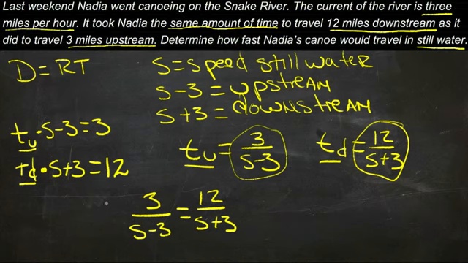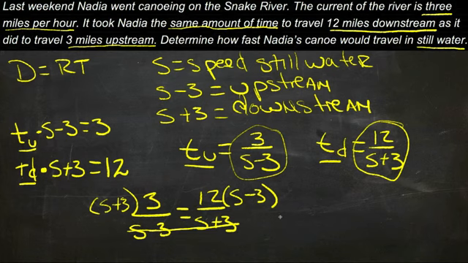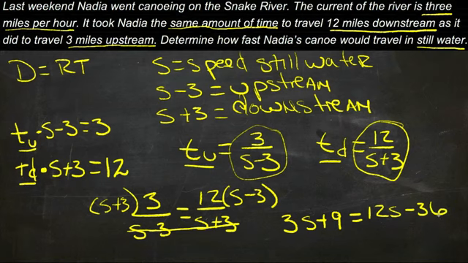So this side needs to be multiplied by S plus 3, and this side needs to be multiplied by S minus 3. And then we won't need the denominators anymore. So on the left side, we'll have 3S plus 9. On the right side, we'll have 12S minus 36.